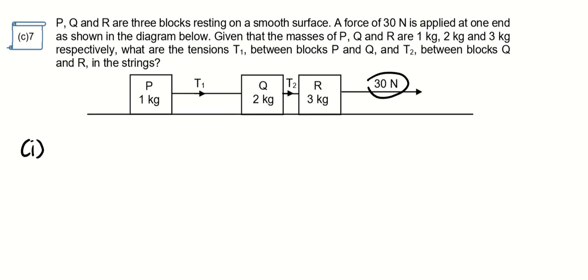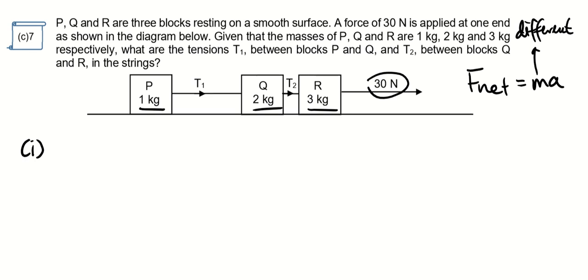So what is the thing that will be the same for them? Definitely not the mass, because P is 1 kg, Q is 2 kg, and R is 3 kg. If we look at this formula, F net equals MA. Since their mass is different in this case, we have 2 more physics quantities left. Which one do you think will be the same among the 3?